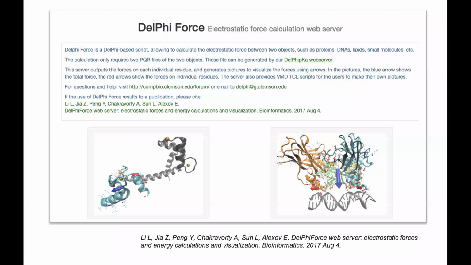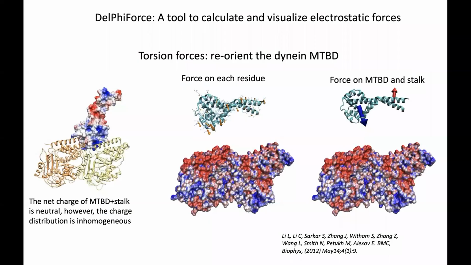And then if you use Delphi force to do some calculations, what you can do is first shift the dynein binding domain up and then rotate it 90 degrees, then the structure will look like that. And if you do the Delphi force calculation, you will see a lot of forces. So each arrow is a force on an individual residue.